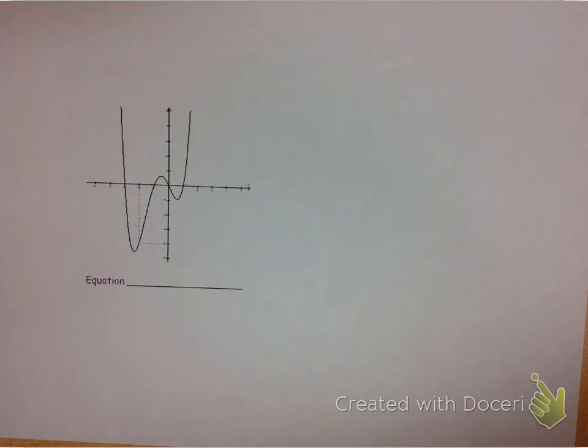So, once again, we're going to just do one final example. I want you to take a second and just brainstorm. What are all the things you know about this graph before you actually begin the algebra process of multiplying it out? So take a second and just begin thinking about that.